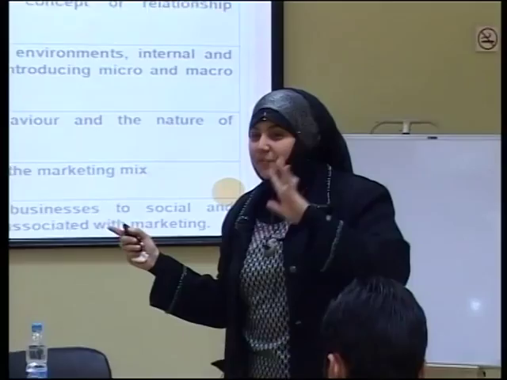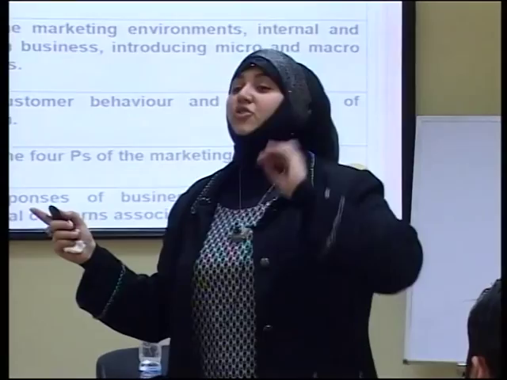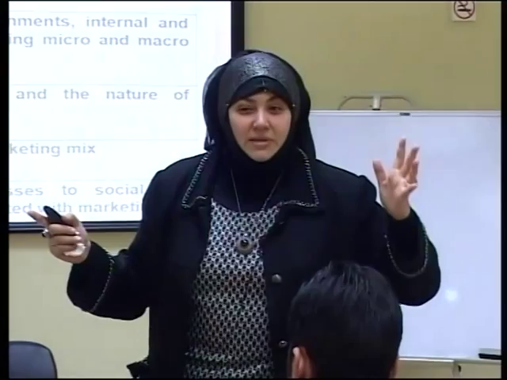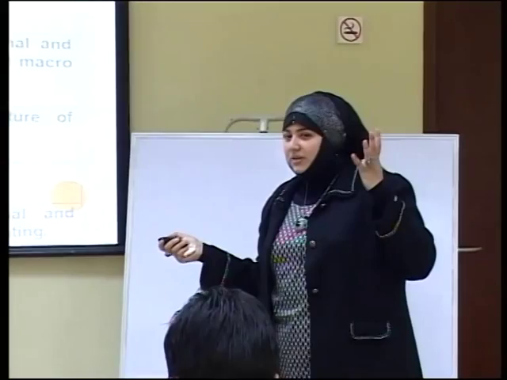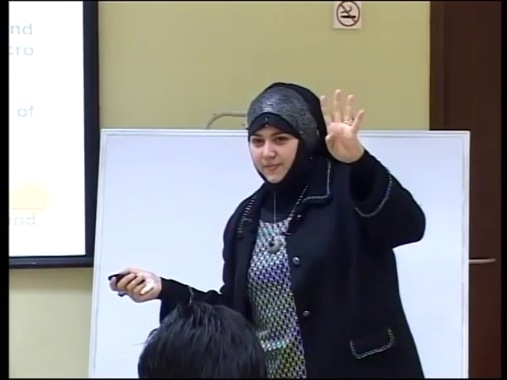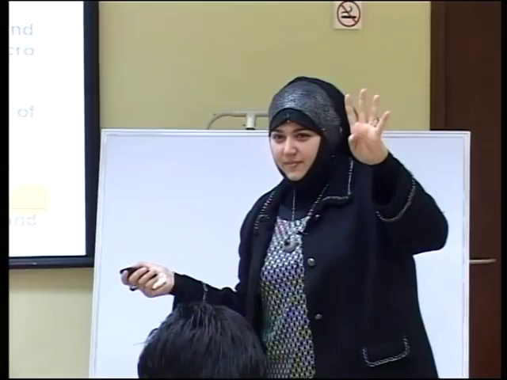There are seven P's when we talk about the service sector. There are four P's when we talk about the manufacturing sector. In some books there are five P's. So we'll go through each, and you will know the difference between them, when we use the four, when we use the five, when we use the seven, and so on. What are they? Product, price, promotion, and place. These are the four.